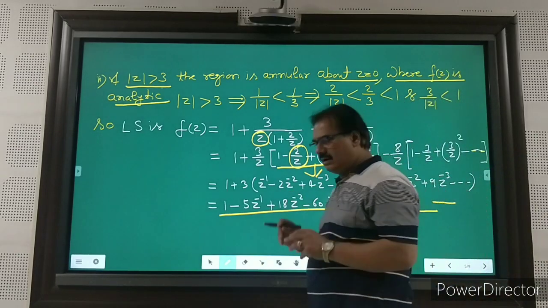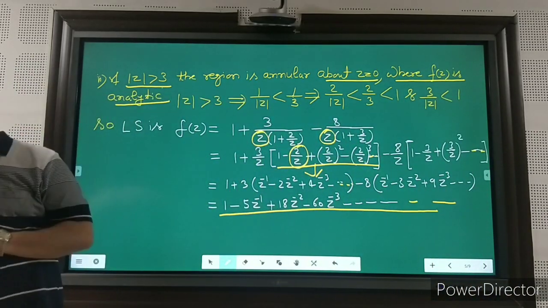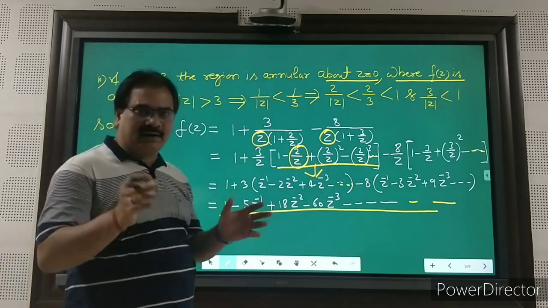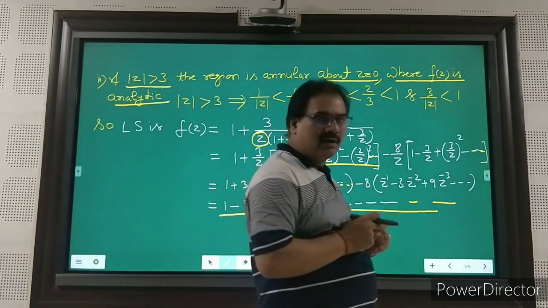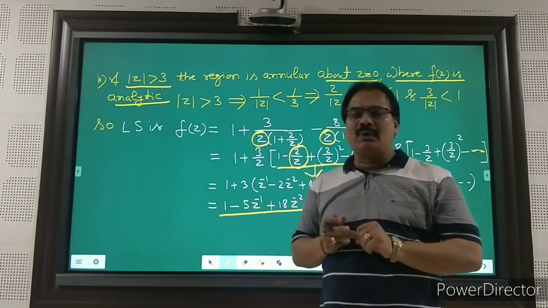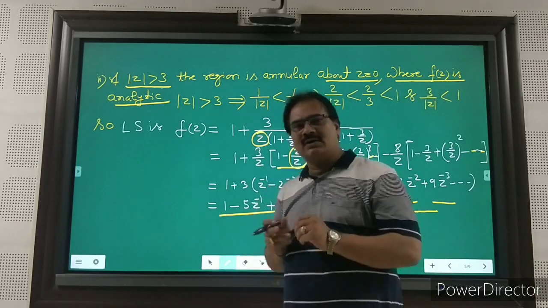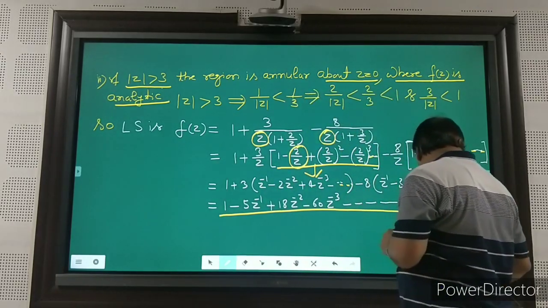In this way you have already seen how to find or how to expand the given f(z) into the form of a Laurent series. Now for your practice, I have already given a few problems here. Just go and do your practice.